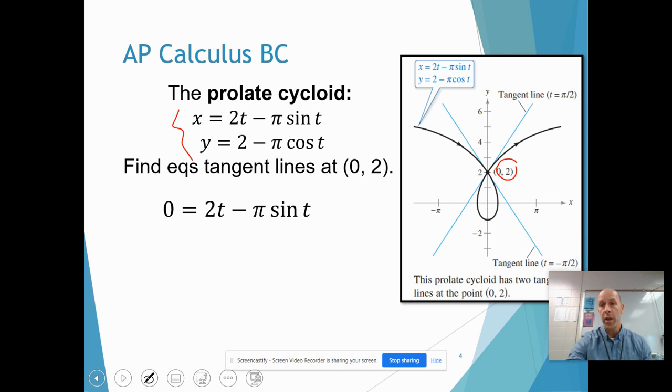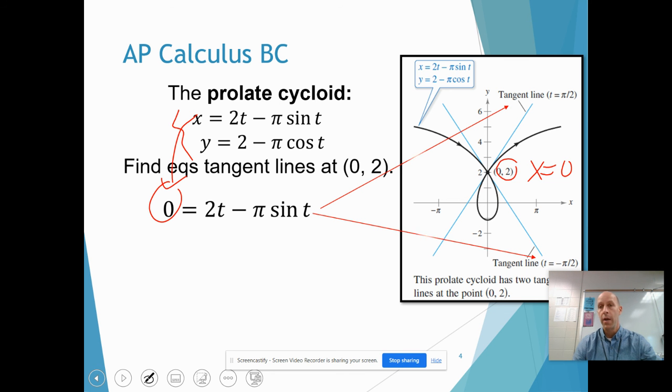In this case, since we know that x is equal to 0, we'll just let x become 0 and try to figure out which t values. By the way, there are multiple t values that will produce that 0. It turns out the ones we're going to use are pi over 2 and negative pi over 2. You would also do the second parametric equation y to figure out when that is 2.